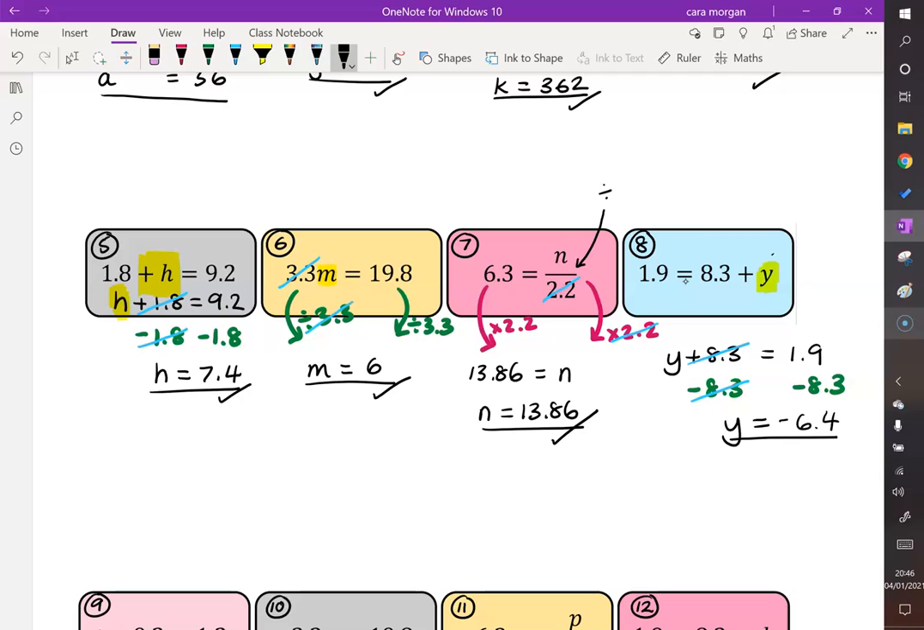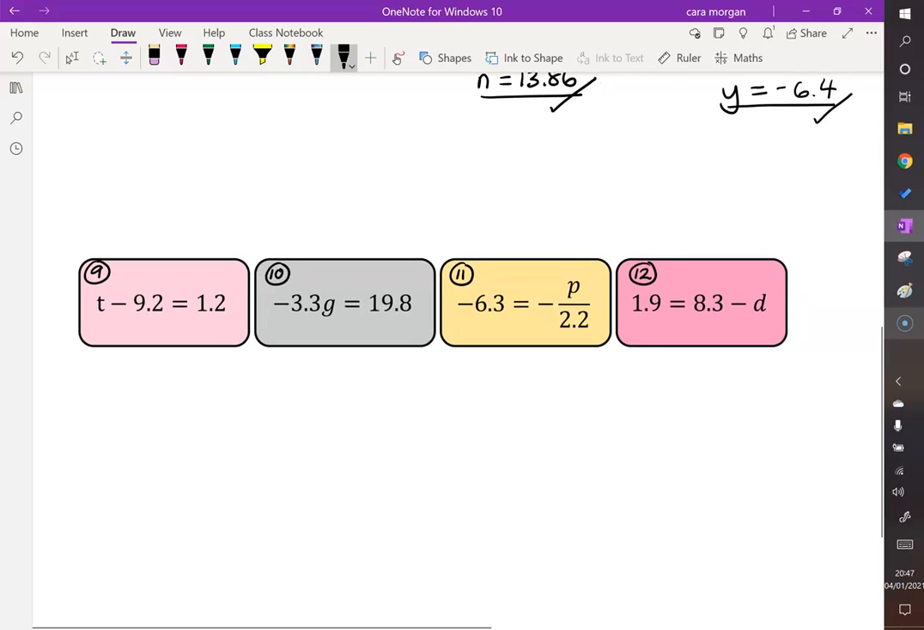I might want to check that that's correct. So if I put a negative 6.4 in place of y, 8.3 add negative 6.4, yes it does make 1.9. So I know I've done that correct. We're going to have to be careful with equations because when we get negative answers, we sometimes don't feel very comfortable with that. But what we have to do is realise that if we substitute that into the original equation, does it make sense? Well, that one did.